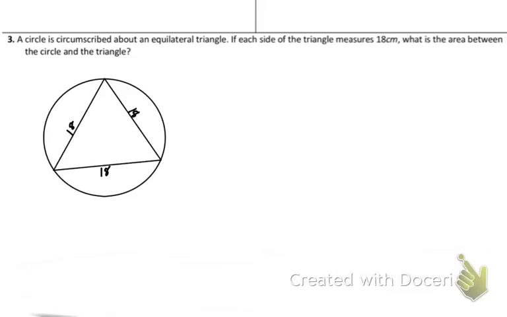What is the area between the circle and the triangle? That means I need to find two areas. I need to find the area of the triangle. I need to find the area of the circle. Because as soon as I find the area of the circle and I subtract out that triangle, that will be the area in between. So we're looking for this shaded area that's between the two, which means it's the circle minus the triangle. Let's start with the triangle. So let's do triangle area.